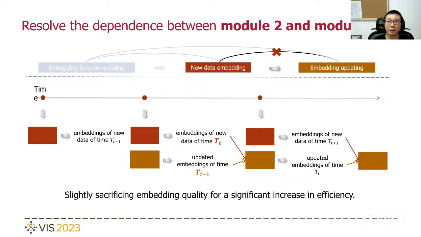Therefore, we only embed the new data points and merge them with the current embedding. Specifically, the embedding of new data in time step t is merged with the updated embedding in time step t-1 as an updated embedding in time t. This strategy slightly sacrifices the embedding quality, but significantly improves the efficiency.